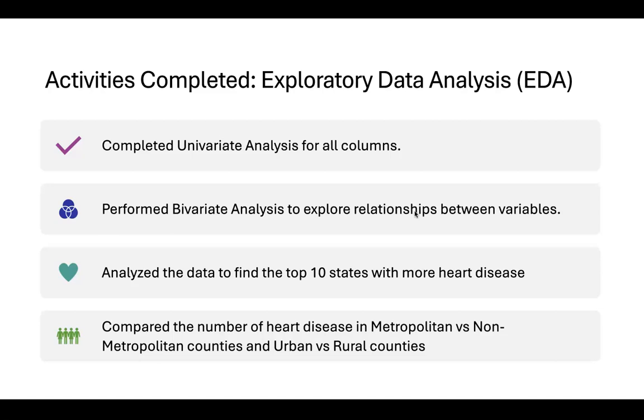We have completed univariate analysis for all the columns. We have performed bivariate analysis to explore relationships between variables, and we have analyzed our data to find the top 10 states with more heart disease. And we have compared the numbers of heart disease in metropolitan versus non-metropolitan counties and urban and rural counties.